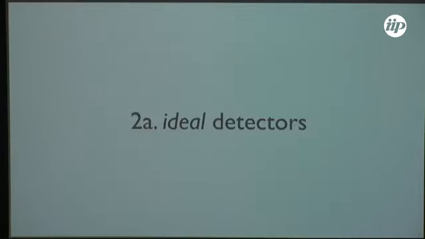Okay. Are there questions about this general overview of what gravitational waves are and how they can be produced? Yes.